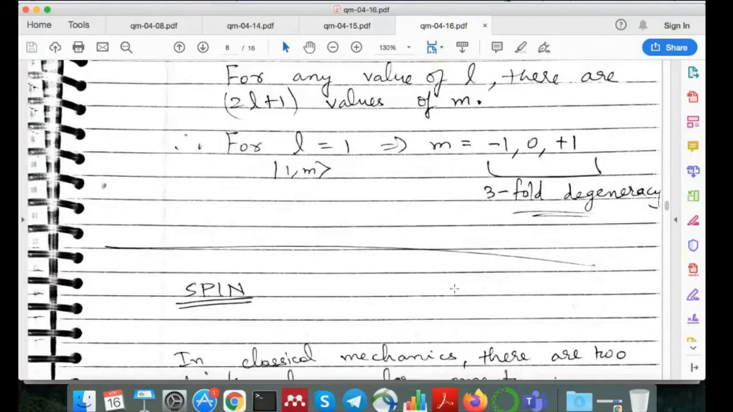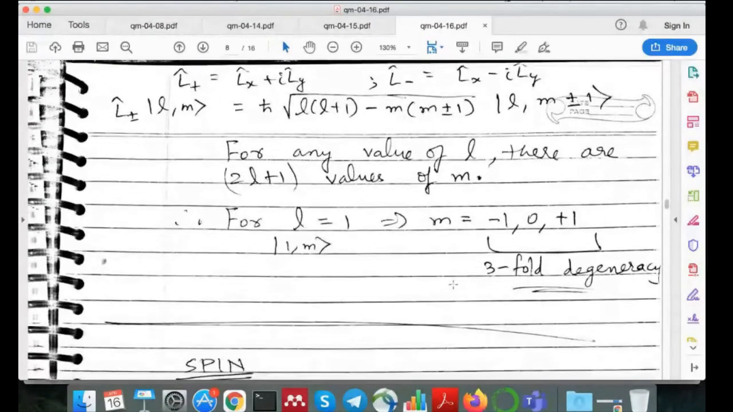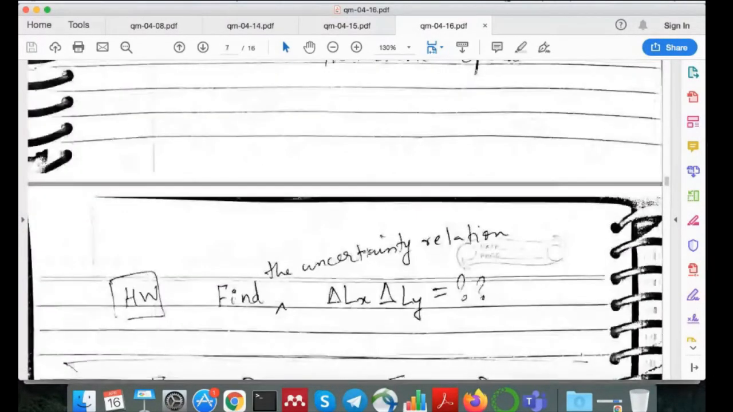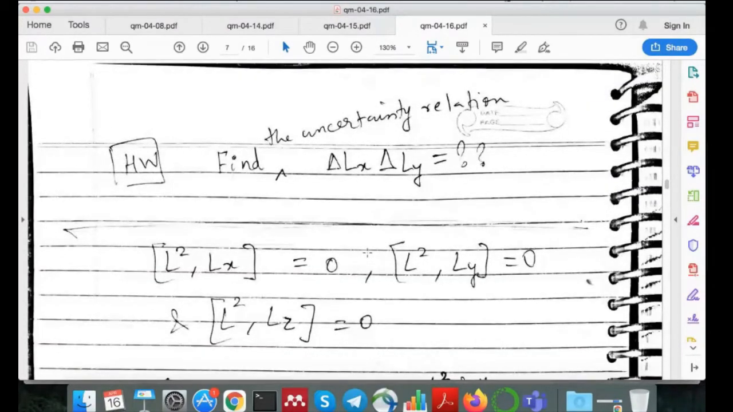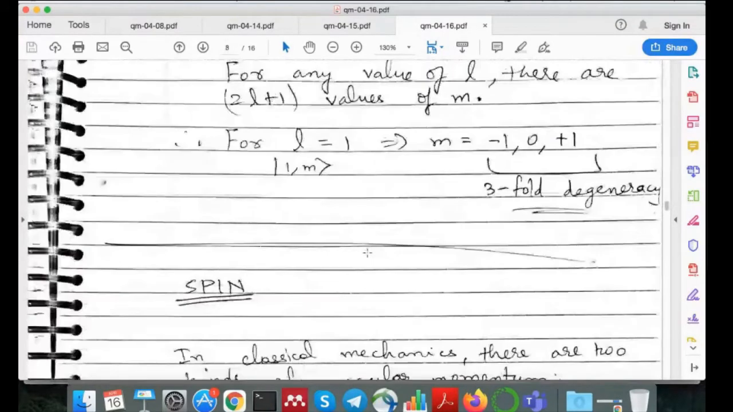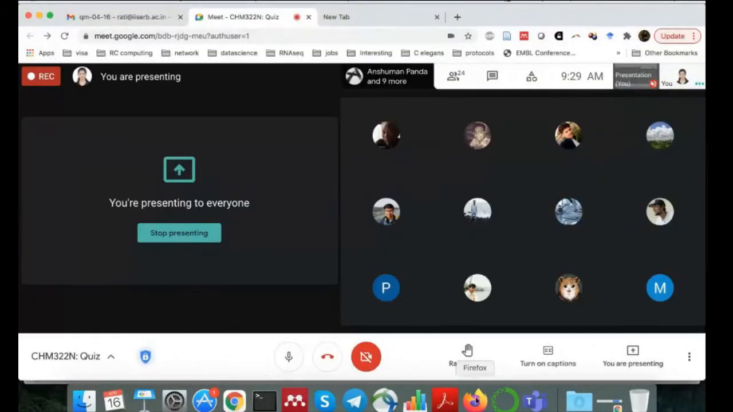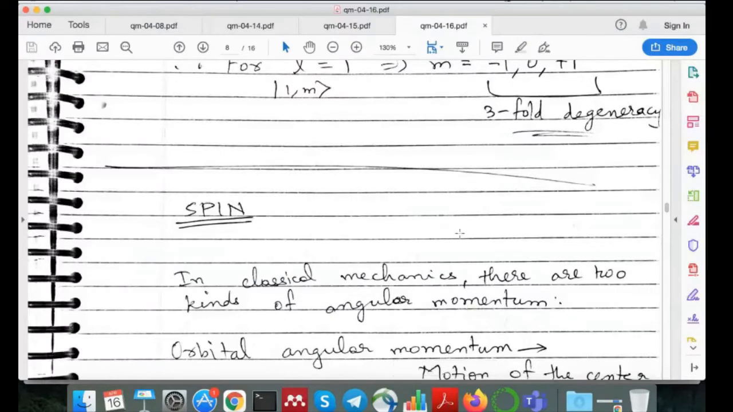Any questions up to this part, because we have almost completed the orbital angular momentum part? Please do the homework problems that I've given you for practice. If you do them, you'll get some idea as to how to deal with such problems. Let me know if you have any questions. So next we go to spin.